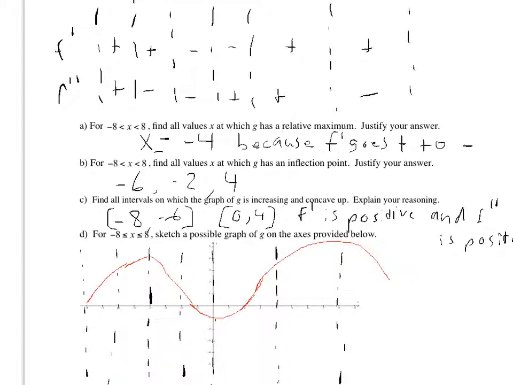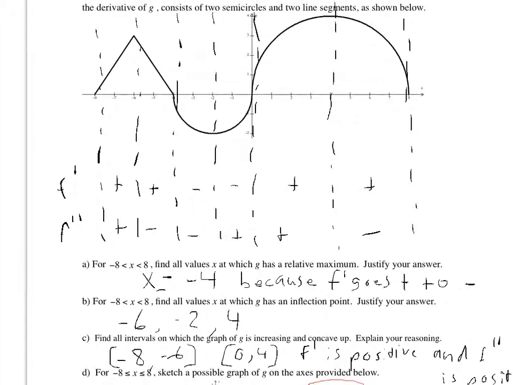The next problem asks to find all the intervals at which the graph of g is increasing and concave up. So I looked at my graph and at the points where it would be concave up and increasing. One of my intervals is going to be 0 to 4, because it's positive, positive, as it shows the slope is positive. And then another one would be -8 to -6. And that's how I got my answers.